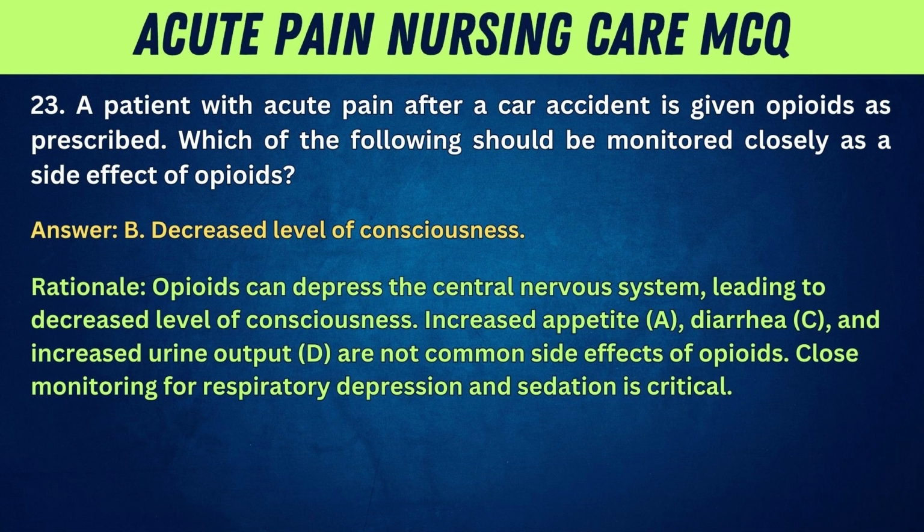Rationale. Opioids can depress the central nervous system, leading to decreased level of consciousness. Increased appetite, A, diarrhea, C, and increased urine output, D, are not common side effects of opioids. Close monitoring for respiratory depression and sedation is critical.